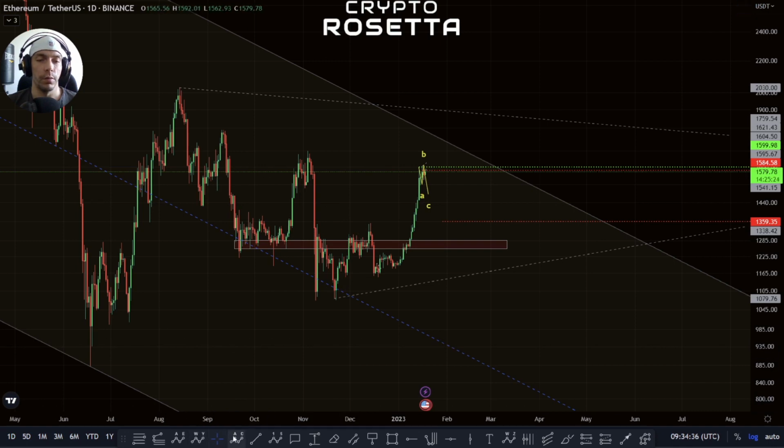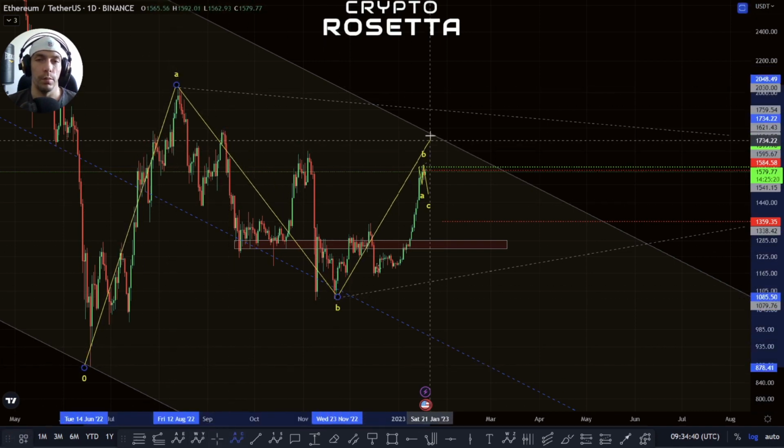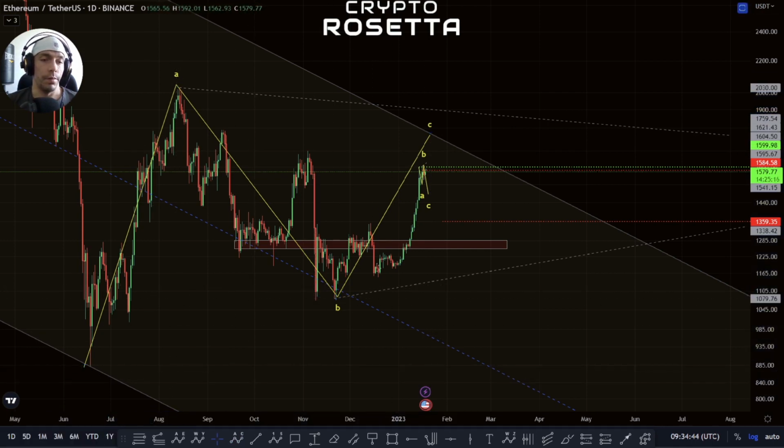It is also possible, like we've talked about before, that we could get something like this, where this is an A, this is a B, and actually we form a C wave as a flat correction, as a running flat. I don't really like the fact that this B wave didn't come down deeper, but it is still possible that we could see this play out.